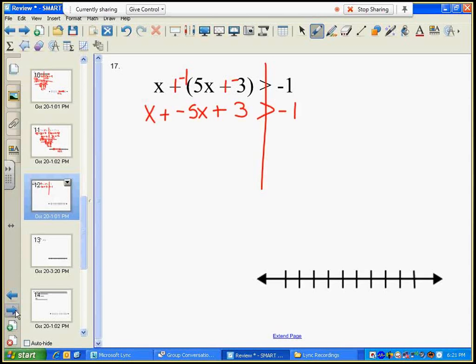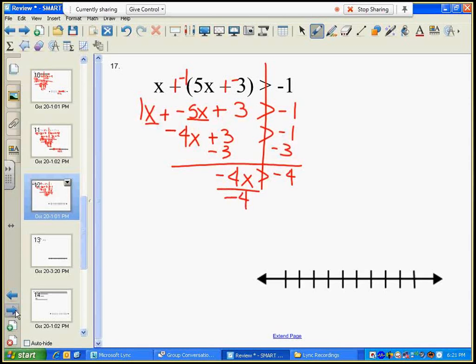Let me combine like terms. Oh, we'll put a 1 there. So I'm going to get negative 4x plus 3 is greater than negative 1. Okay, now I'm going to subtract 3. Negative 4x is greater than negative 4. Okay, now I'm going to divide by negative 4.